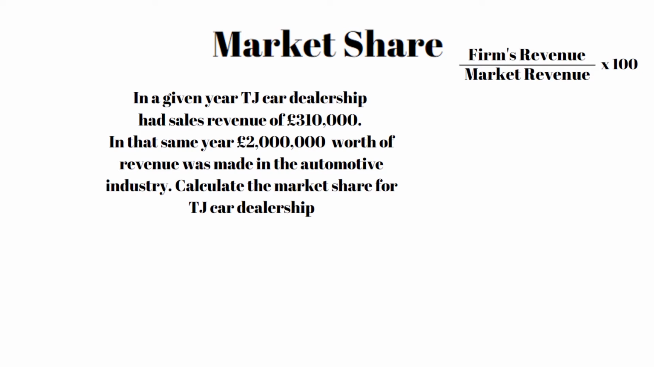So, we have the formula up here and it's firm's revenue divided by market revenue times by 100. So the firm's revenue was £310,000, so that given time period, and the market revenue was £2 million, and we need to multiply that by 100. So if you want to pause the video, you can do so and you can do that calculation. I will continue. So once we've divided £310,000 by 2 million times by 100, the market share for TJ car dealership is 15.5%.